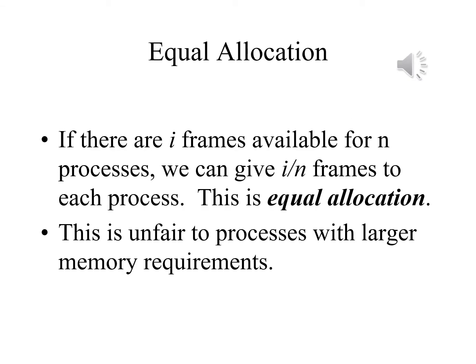At first, assigning the same number of frames to each process seems fair. So if we have m frames and n processes, giving each process m over n frames seems fair. But it really isn't. A small process may have enough frames for all its pages, and a large program with large arrays and a lot of code may not have enough frames to hold a significant portion of the program.